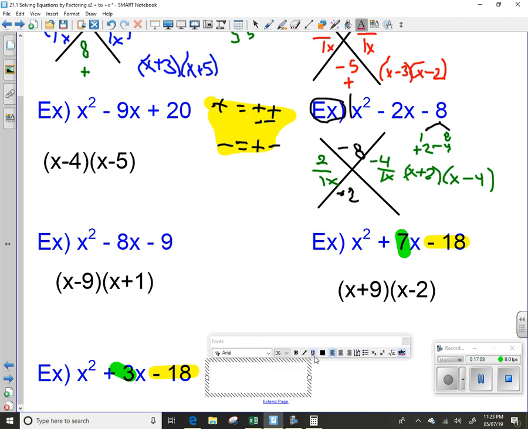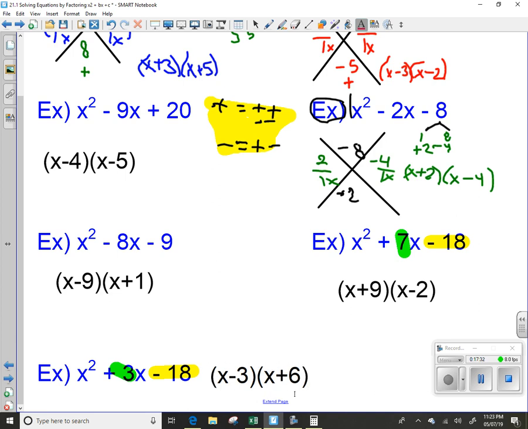So here, because I wanted to find the factors of negative 18 that add together to give me positive 3, I'm going to have one positive and one negative. So in this case, this would be x minus 3 times x plus 6, because 6 times 3 is 18. Positive times a negative would be negative 18. But if I add 6 and negative 3 together, it does give me a positive 3.